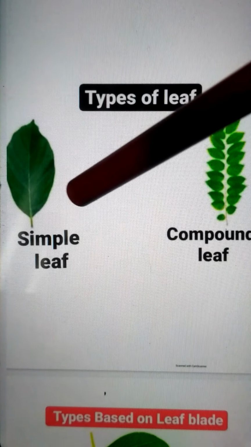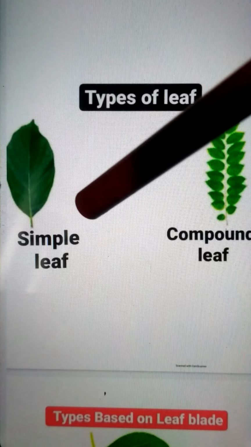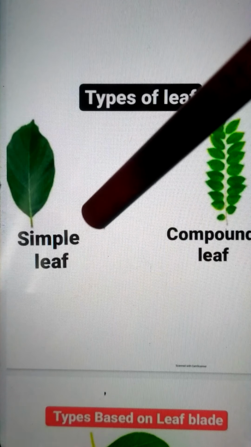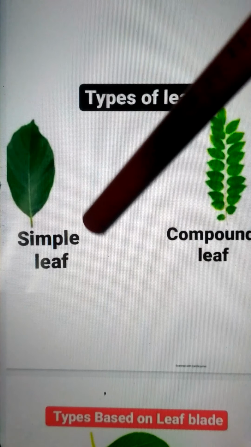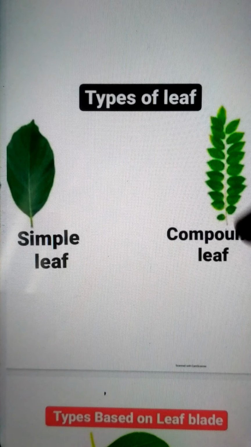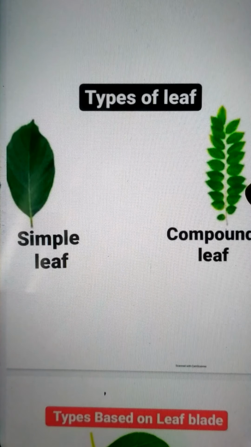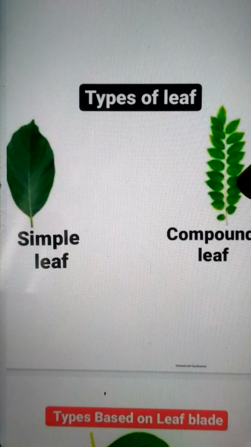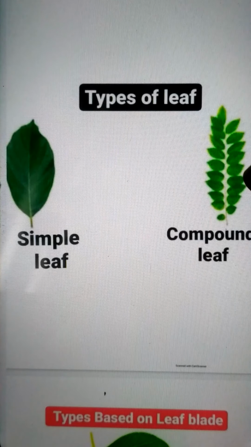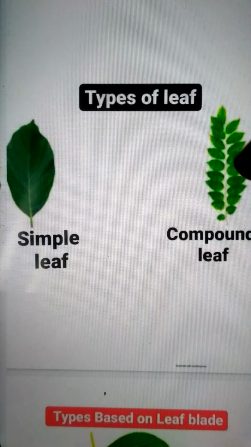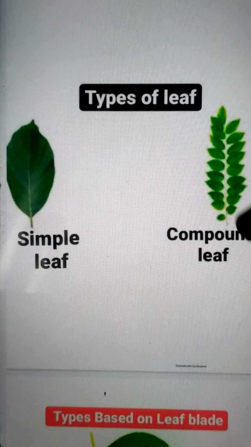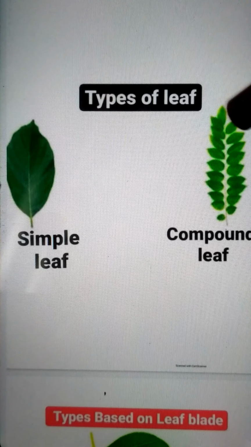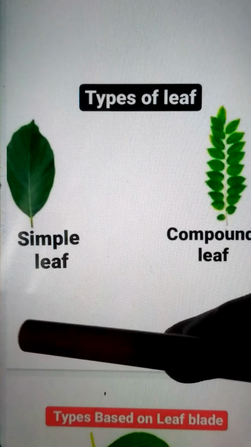What are the examples of simple leaf? For example, mango leaf and peepal leaf, etc. And compound leaf, what are the examples of compound leaf? You have seen tamarind leaves and bay leaves, kadi patta. That is a compound leaf. You can see many small leaflets. Now let's move further.